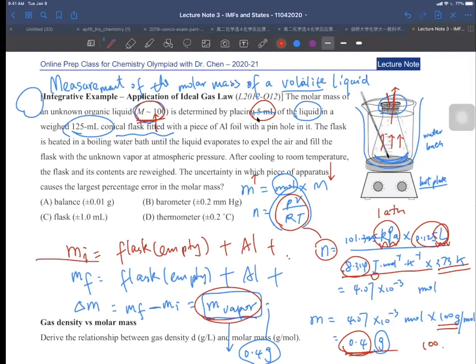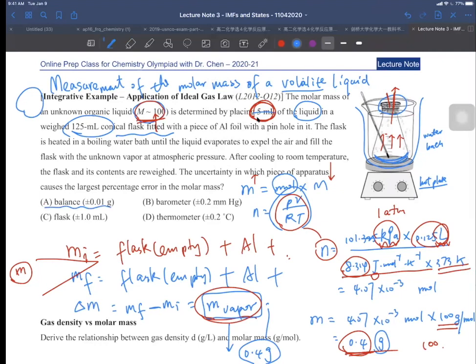A lot of students are also confused by another mass. They also measure the mass when the liquid is initially added, let's say the mass including the 5 milliliters of liquid. Is this mass useful? The mass of the flask plus the aluminum foil plus the 5 milliliters of liquid is not useful, right? Because that is not the mass of the vapor. What we want to get exactly is the mass of the vapor. Okay, we probably don't have time to finish this question, but I want to give you another hint.